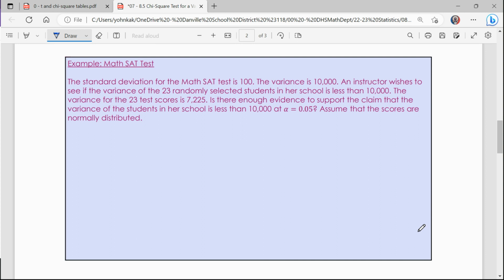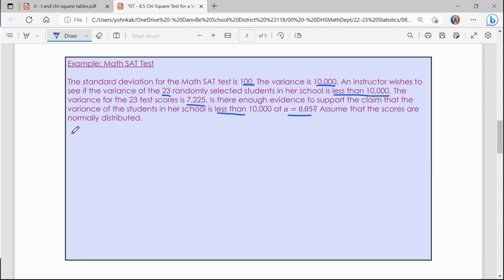Math SAT test. The standard deviation for the math SAT test is 100. The variance is 10,000. An instructor wishes to see if the variance of the 23 randomly selected students in her school is less than 10,000. The variance for the 23 test scores is 7,225. Is there enough evidence to support the claim that the variance of the students in her school is less than 10,000 at alpha equals 0.05? Assume that the scores are normally distributed.